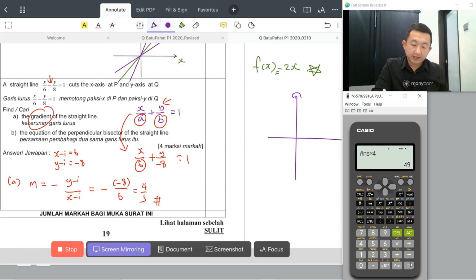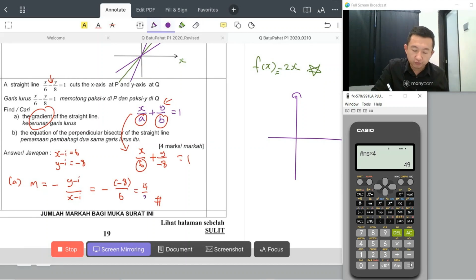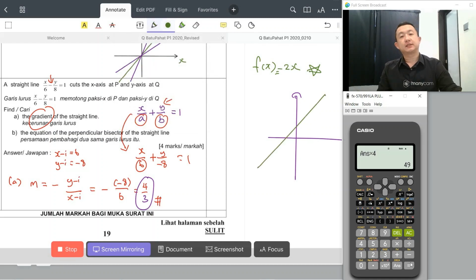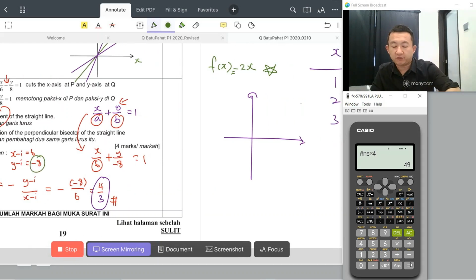Okay, the gradient is 4 over 3. Positive, meaning it's inclining, meaning it should be something like this. Not something like this, because it's positive. Incline, and then the y-intercept is negative 8. So I know I have to draw like this because the y-intercept is negative 8.